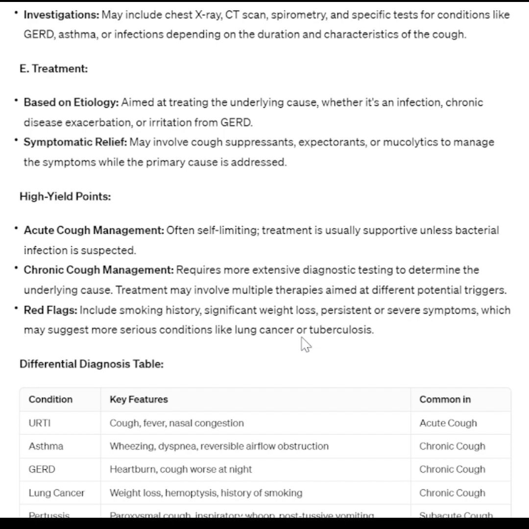Differential diagnosis table. Condition, key features, common symptoms. URTI: cough, fever, nasal congestion, acute cough. Asthma: wheezing, dyspnea, reversible airflow obstruction, chronic cough. GERD: heartburn, cough worse at night, chronic cough. Lung cancer: weight loss, hemoptysis, history of smoking, chronic cough. Pertussis: paroxysmal cough, inspiratory whoop, posttussive vomiting, subacute cough.